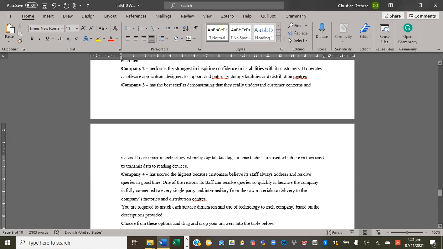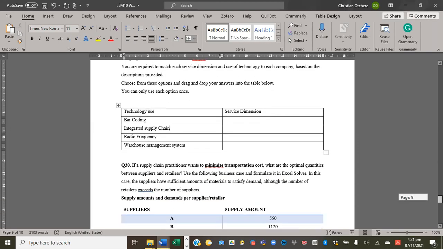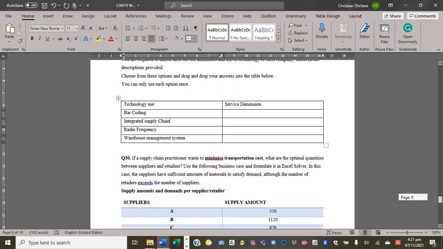One of the reasons its staff can resolve queries so quickly is because the company is fully connected to every single party and intermediary from the raw materials to delivery to the company's factories and distribution centers. I think the only option left is integrated supply chain. Yes, so this is a perfect description of integrated supply chain. Then you will do this and send it to me.